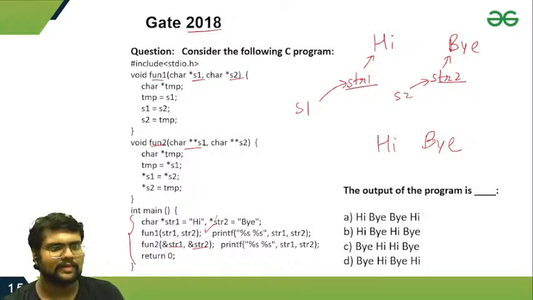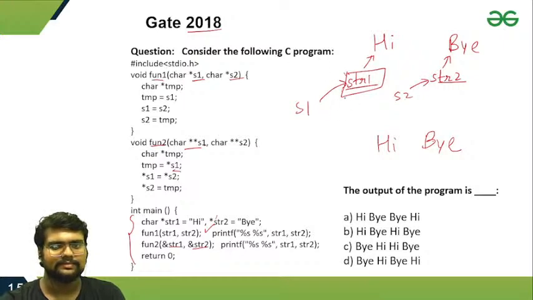So when we change the value, we have a temp in which we are storing the address of s1. So s1 contains this value, so in temp this value will be there. Okay, in temp this value will be there. So temp will point to this value.